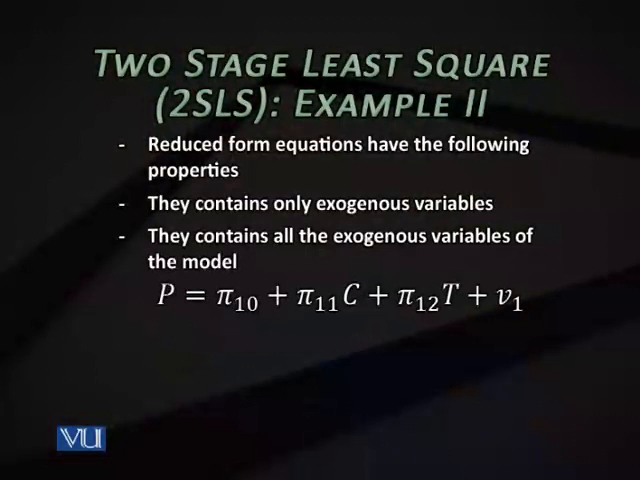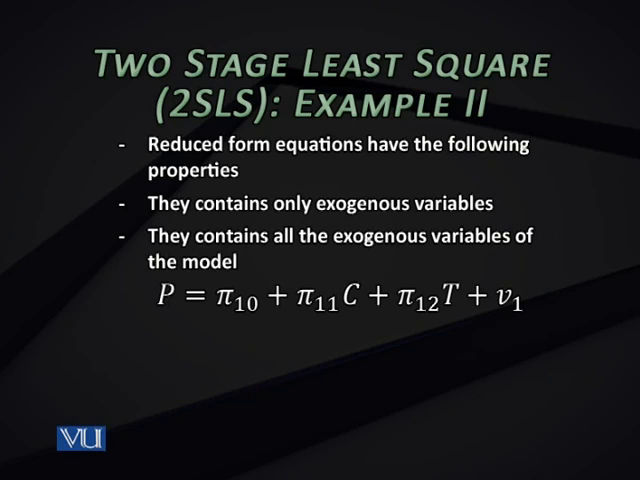So look at the reduced form. P is pi 1 naught plus pi 1 1 into C, which is cost, plus pi 1 2 into T, plus V1. V1 is a symbol to show it's an expression containing residuals or disturbance terms. T is the level of technology, C is the cost of production. Pi 1 naught, pi 1 1 and pi 1 2 are the reduced form coefficients. And as you have written P in terms of two exogenous variables, this is a reduced form equation for P.